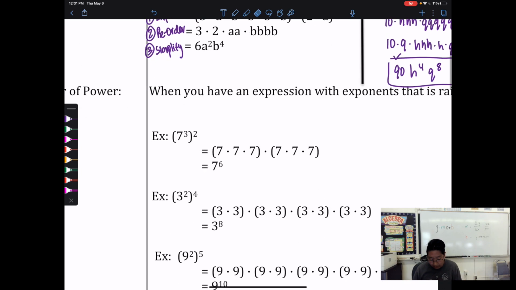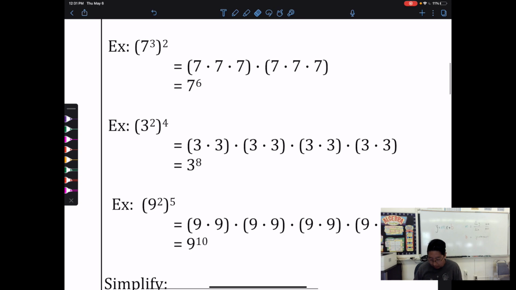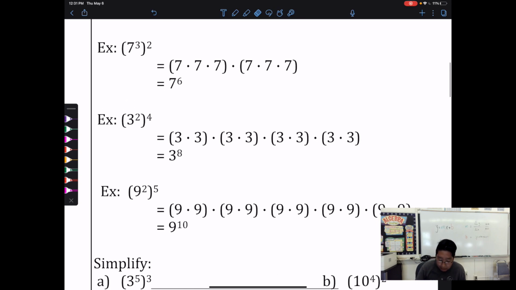So here, let's look at the 3 examples, and I'm just going to go over them briefly. You can see we have 7 to the 3rd power to the 2nd power. Everything inside the parentheses, we're going to expand first. So let's look here, 7 to the 3rd. What's our base and what's our exponent? 7's our base and 3 is our exponent.